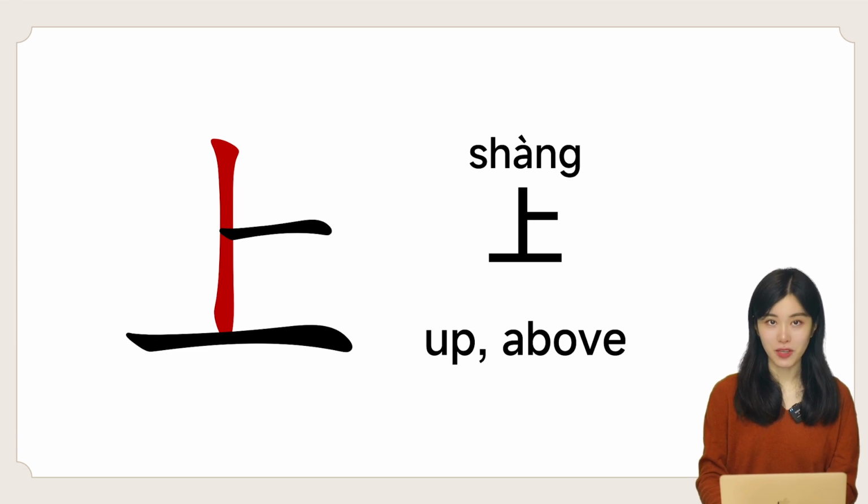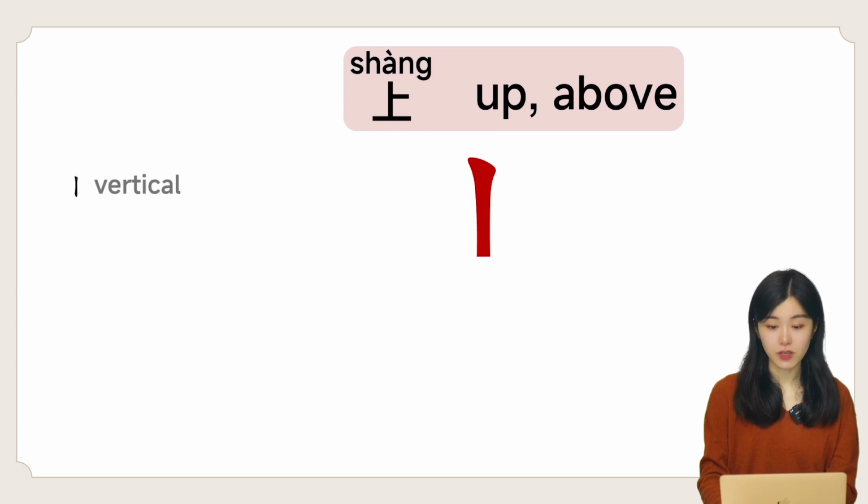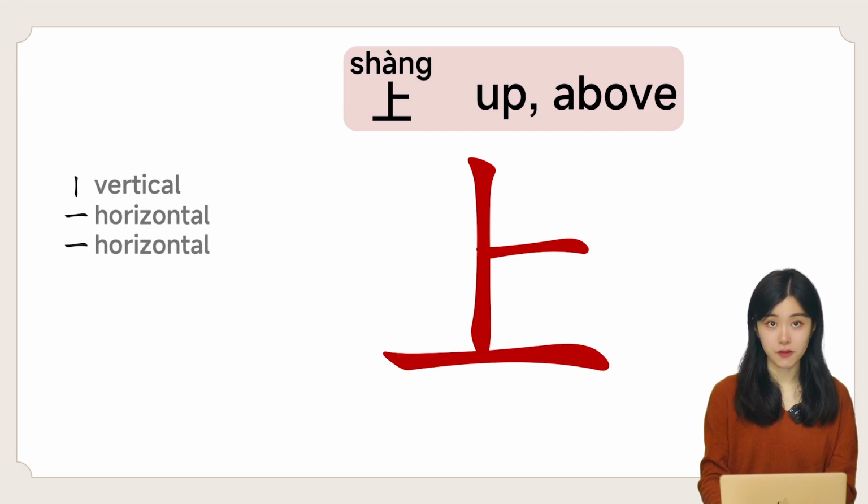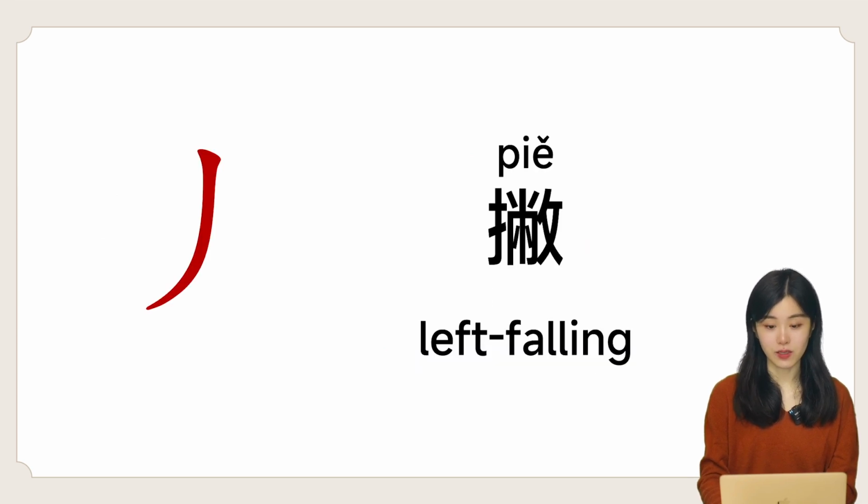Now we see the next example character. 上 means up or above. Please read it after me. 上. See how to write it. First, we write the vertical stroke from the top to the bottom. Next, we write the short horizontal stroke. Finally, we write the horizontal stroke on the bottom. Also write it from the left to the right. Okay, great.